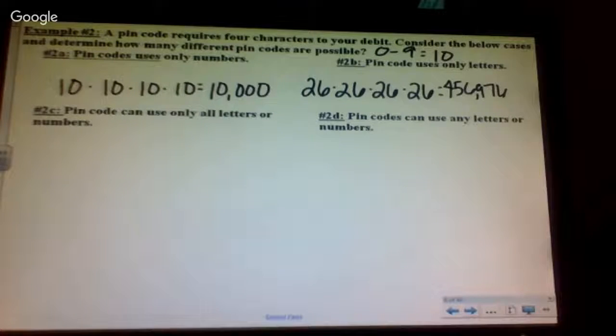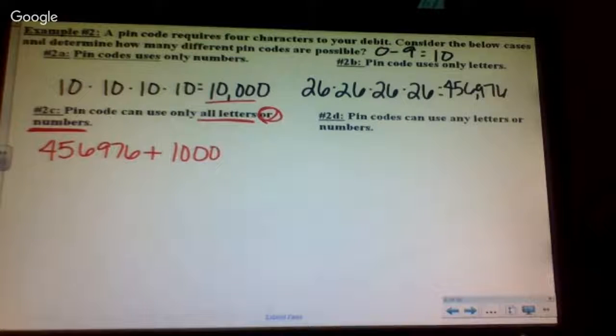Part C. Pin code can use only all letters or all numbers. What am I adding? 10,000 plus. Oh, dang. Okay. So I have all letters. My options for all letters is 456,976. Or plus all numbers. My options for all numbers was 10,000. 466,976. Beautiful.